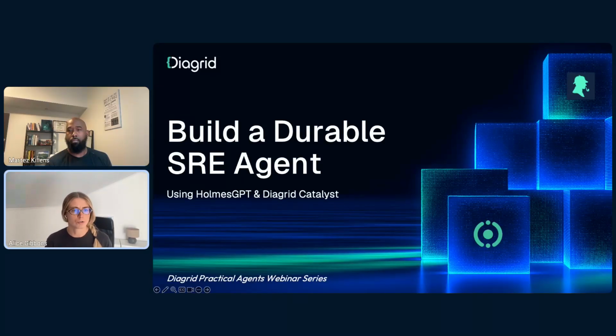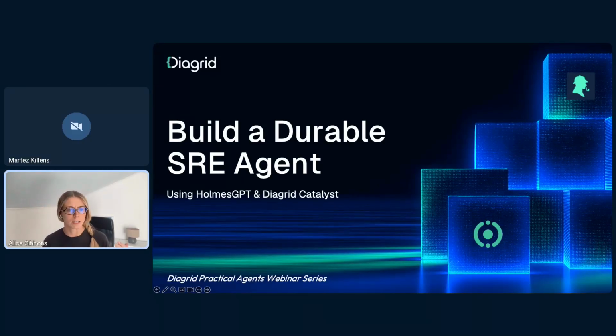We're coupling that with the durability layer of Diagrid Catalyst, which backs the HolmesGPT agent, providing a durable execution layer so that if it fails for any reason, if a pod goes down or a network issue happens, it will pick up from where it left off instead of rerunning its full execution from the very beginning. This ensures the agent runs to completion every time, and it also saves costly LLM calls and plain old resource usage from rerunning that process.